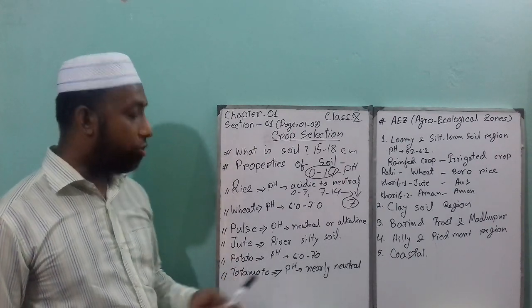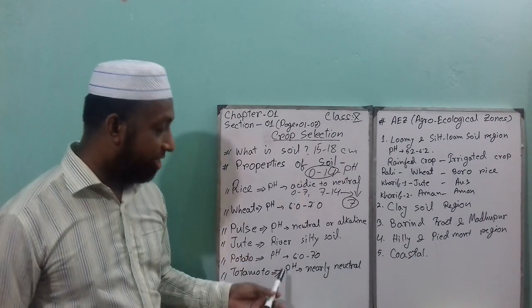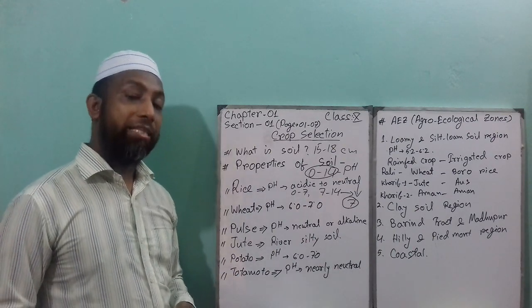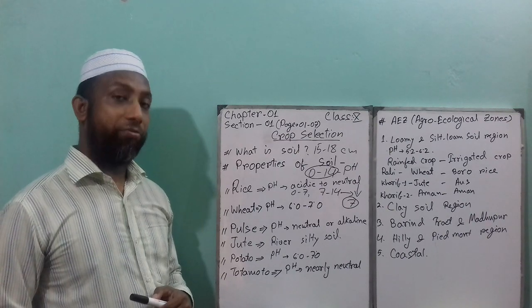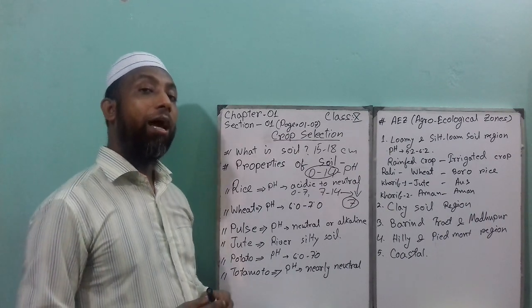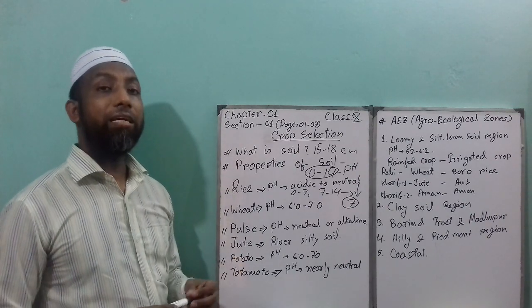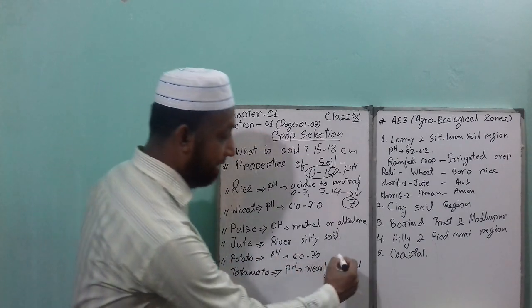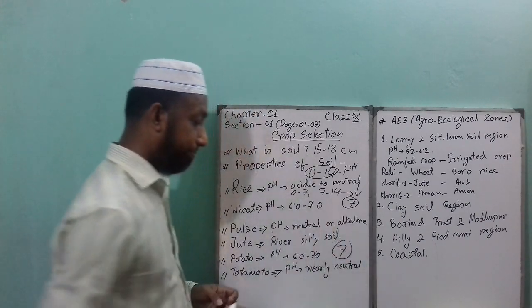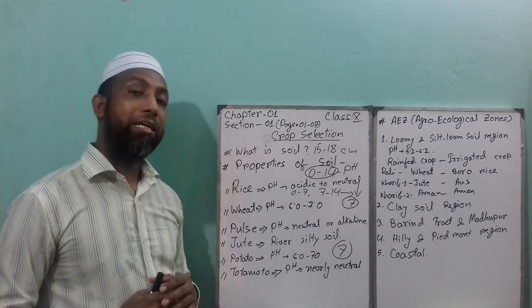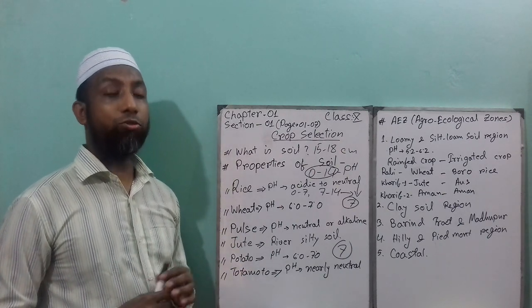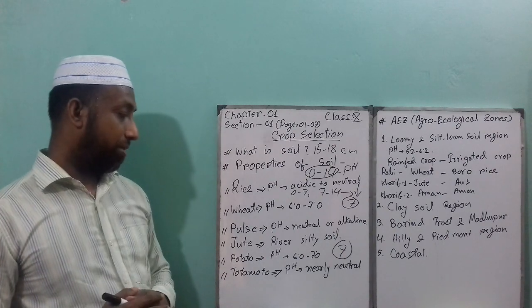Next point is tomato. Tomato pH is nearly neutral. That means not more than 7. If it is more than 7, that will be alkaline. So it would need neutral soil. That means the pH will be 7. And a little bit high land and medium high land is good for tomato.